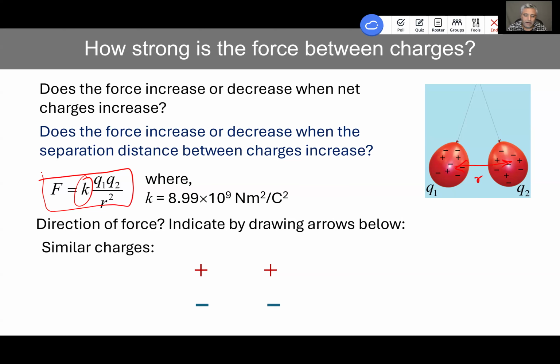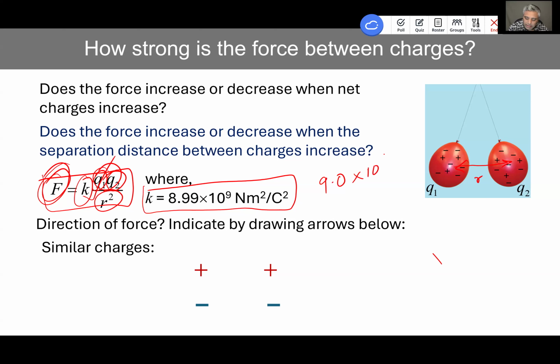You can find the value of K by designing an experiment and measuring the force between two charges. The charges have to be known, and you know how far apart they are. So once you have the force, the charges and R, you can calculate the value of K. And this turns out to be this. We're going to be using just 9.0 times 10 to the power 9 Newton meter squared over Coulomb squared.